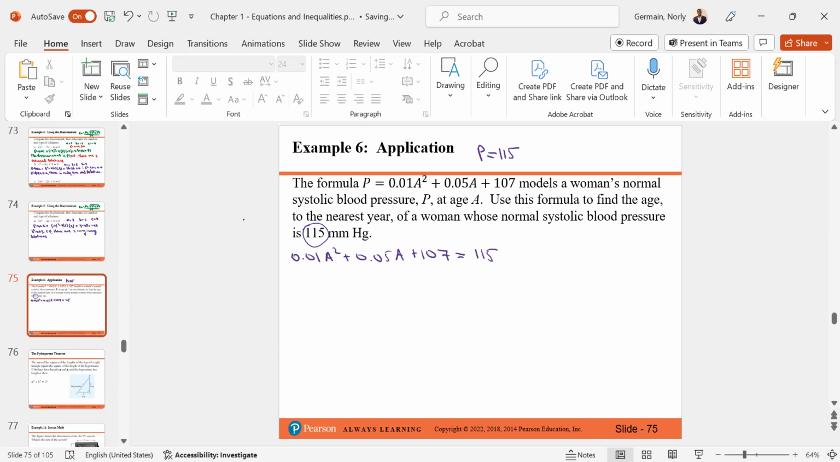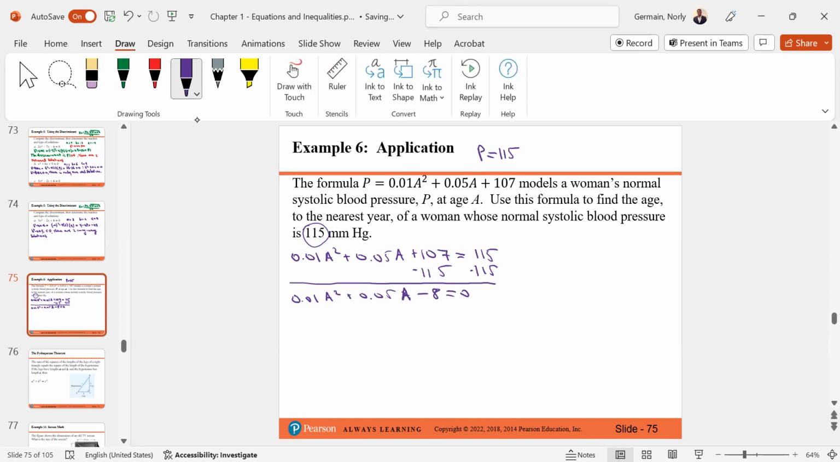If you want, you can simply subtract 115 from both sides, because it's a quadratic equation, so we know all the terms must come to one side. So we end up having 0.01 a squared plus 0.05 a, and 107 minus 115 is negative 8. And that's it. To solve this, we're going to use the quadratic formula because the quadratic formula is much easier here.